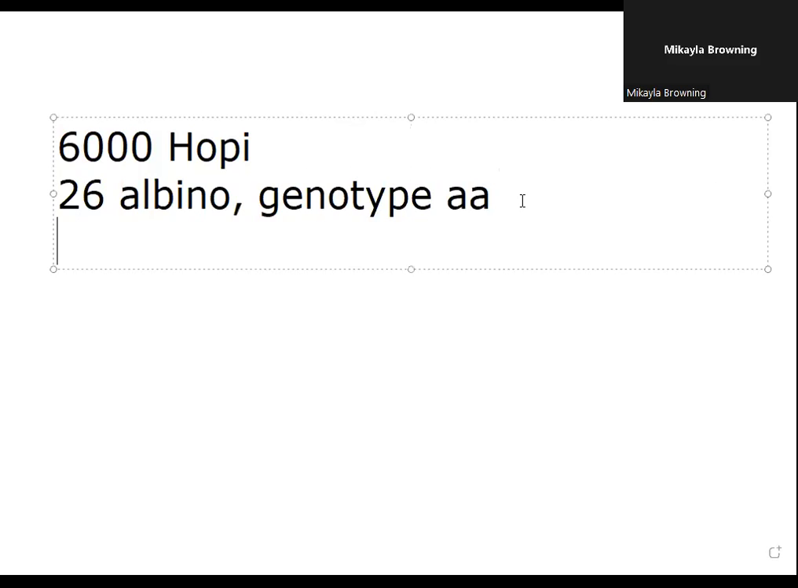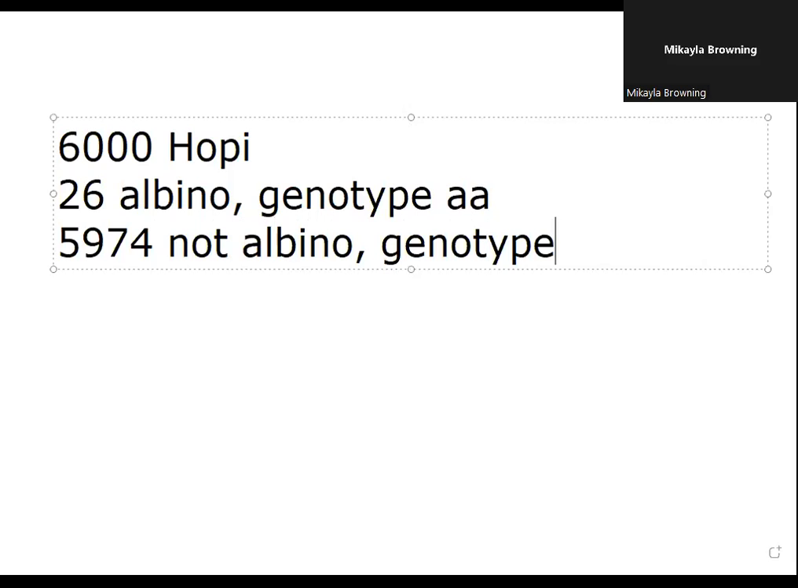If there's 6,000 Hopi and 26 albinos, there are 5,974 who are not albino. Genotypes homozygous dominant and heterozygous. Okay, right, you're with me there. Okay.